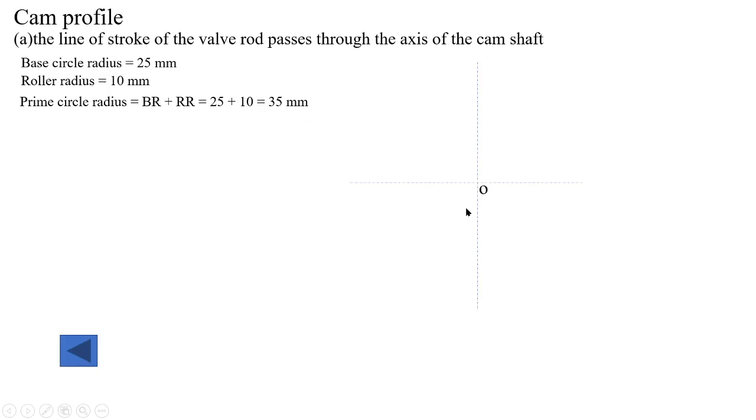With O as center, radius is equal to 25 millimeter. Draw the base circle. Again with O as center, radius is equal to 35 millimeter. Draw the prime circle.